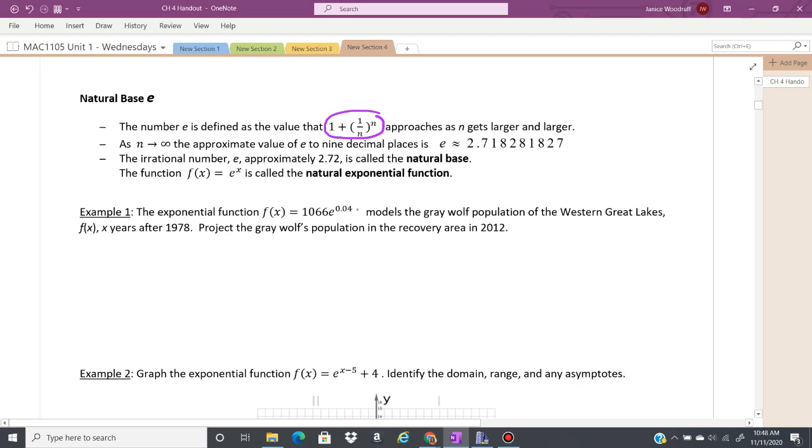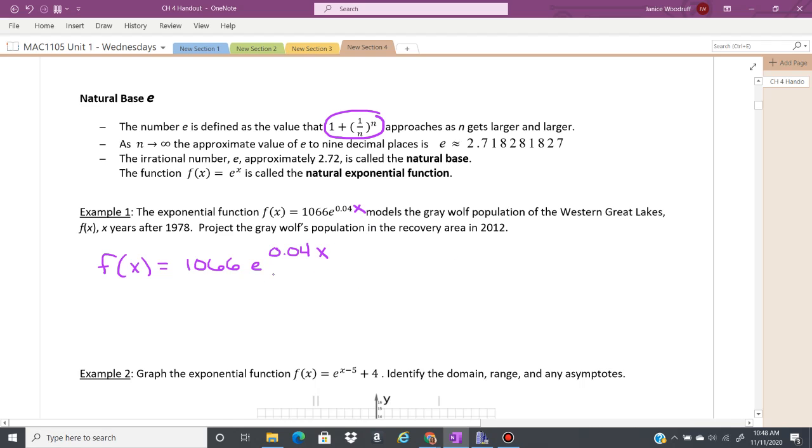Okay, so let's look at some examples here. So the first one, we have our exponential function f of x equals 1066 e to the 0.04, models the gray wolf population of the Western Great Lakes, x years after 1978. Project the population in 2012. Okay, so we have the function. There should be an x here. For some reason, that did not print out. So 0.04x.